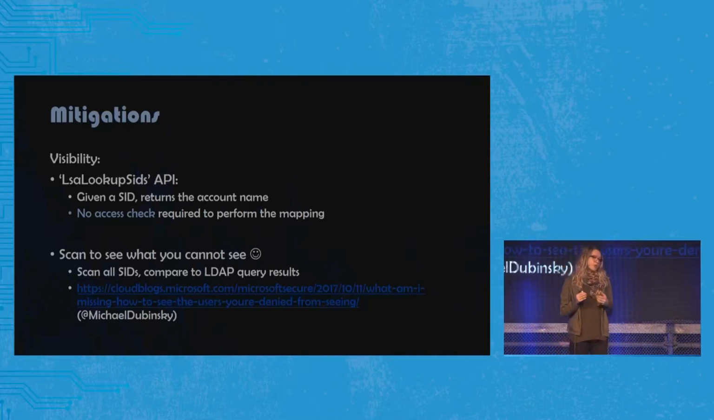Also, we are going to perform an LDAP query to get all the objects from Active Directory. This would give us the objects that we can actually see. Now, all we need to do is compare the results. If there was some account that was resolved successfully by using the LsaLookupSids API, but we did not see in the LDAP query results, this means that those are the accounts that we do not have the permissions to see. There is a script which does just what I described, which can be found in the link on the slide.